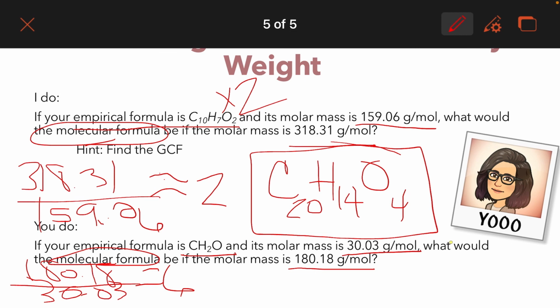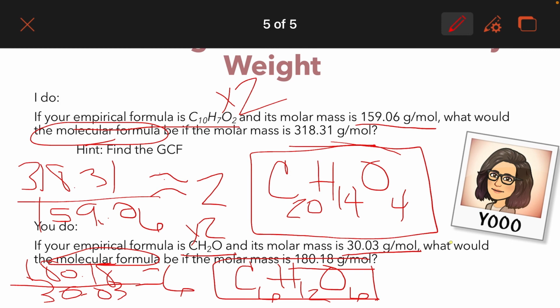So we need to multiply all of those subscripts by 6. So we've got C, 1 times 6 is 6. H, 2 times 6 is 12. And O, 1 times 6 is 6. So we got C6H12O6 as our molecular formula. So this is glucose.